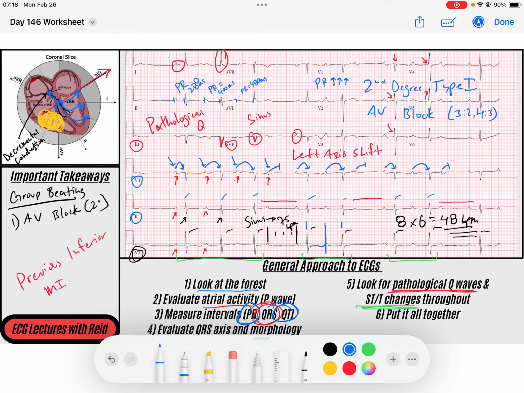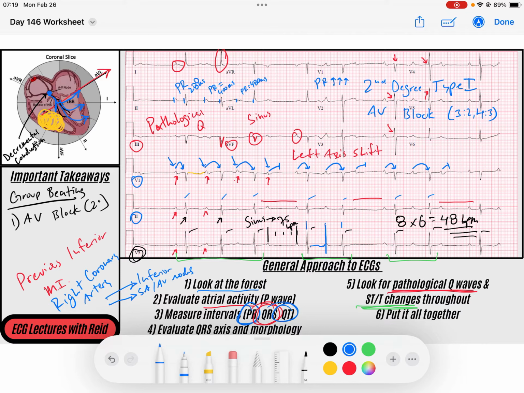Well, remember that the right coronary artery, this is probably my favorite part of this, what does it supply? It supplies the inferior portion of the myocardium, and it also supplies the SA and AV nodes. So we would expect a person with a previous inferior infarct to potentially have damage to their AV node, right? It's also supplied by the same artery, so that might explain why we have this second-degree type 1 AV block.